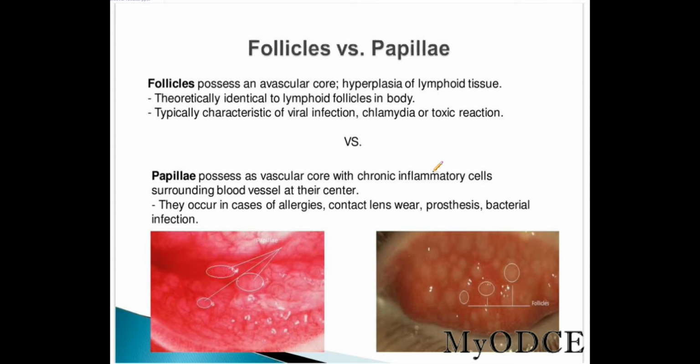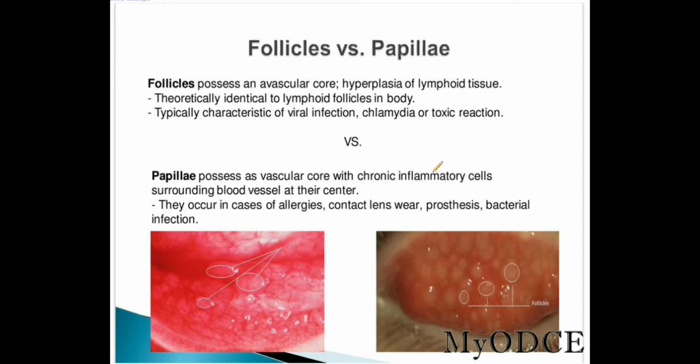So follicles versus papillae, just to recap. Follicles possess an avascular core. They're a hyperplasia of lymphoid tissue. In theory, they're identical to lymphoid follicles in the body. Typically, they're characteristic or hallmark signs of viral infection, chlamydial infection, or a toxic reaction. Toxic reaction could be to a medication, another chemical, or even makeup.